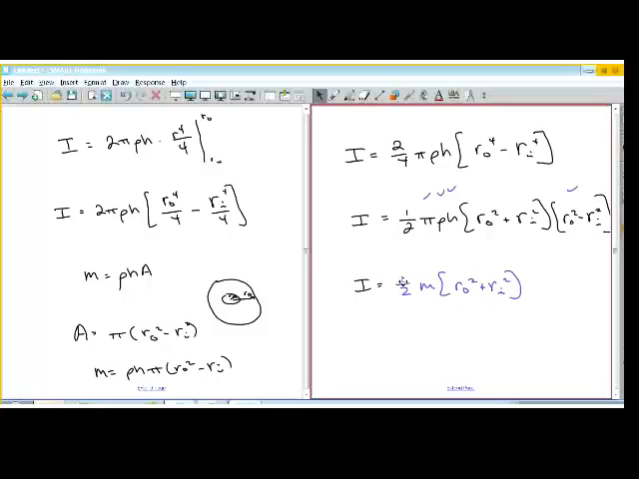And the other thing too is if these were equal to each other, you'd have a ring, and so you'd have 2 of those, and that 2 would cancel out with that half, and you'd have mr squared, which is the equation for a hoop.